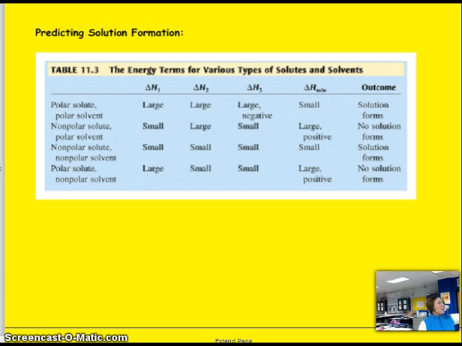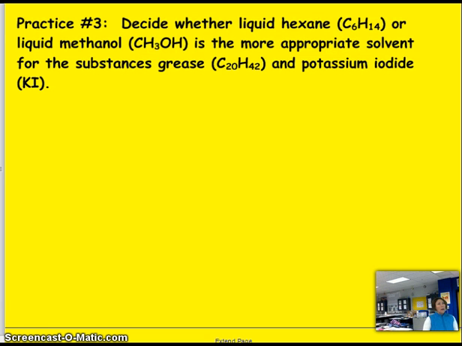However, if you have a nonpolar solute, those molecules really don't love each other that much. There's not strong IMFs there, so it doesn't require a lot of energy to separate them. A polar solvent does require a lot of energy to separate because polar solvents love each other. And there's not a lot of energy released when you mix the two together. So since the amount of energy released is not enough to overcome the energy required, a solution won't form, etc., etc.